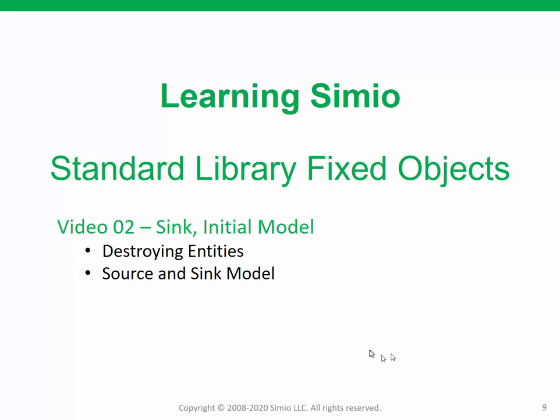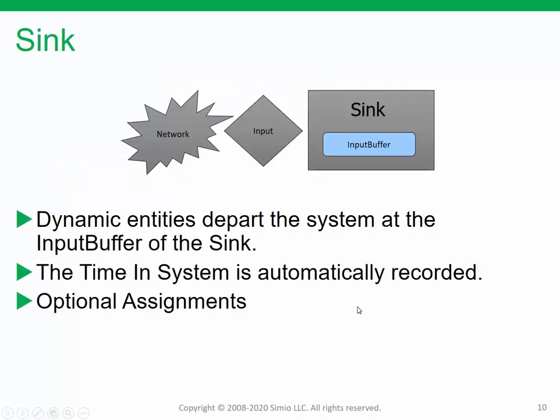The sync object is a fairly straightforward object that has two basic functions. First of all, it destroys entities, so when you are finished processing an entity, you can send it to a sync object. And secondly, it automatically records the time in system for any entities that are sent to that object. It also has optional assignments and some other functions that we'll see later on in the course.